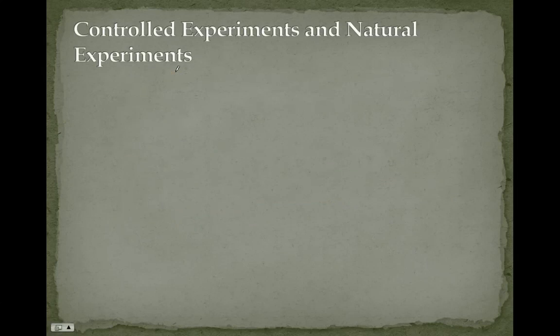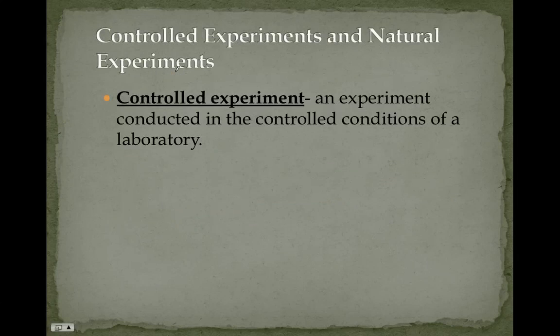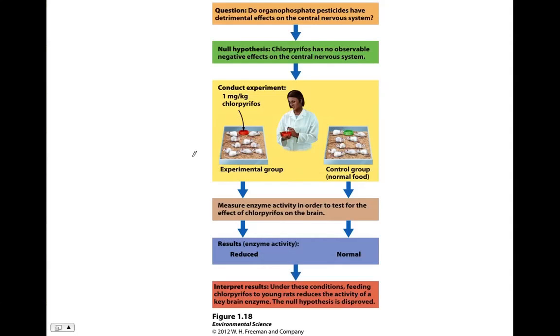Controlled experiments and natural experiments. A controlled experiment, you should know a little bit about this, but this is going to be conducted with controlled conditions in a particular way, oftentimes in a laboratory. And you should take a look at this figure and read each step in this figure. I find it helpful. This is the process of science, and you should read through this. I think it's important to understand what the difference between experimental group and controlled group is.